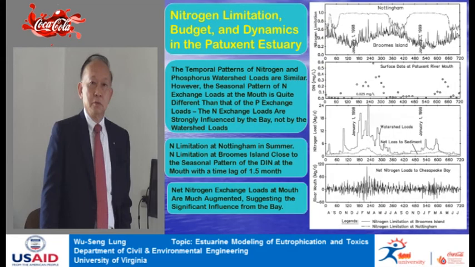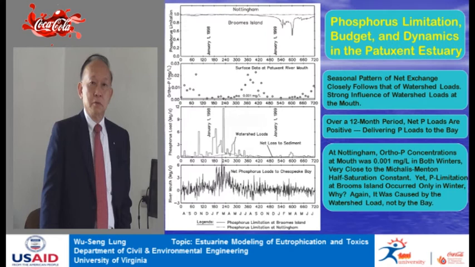Nitrogen, different. Nottingham is upstream. Why do we have low here? That's summertime. Brooks Island, now look at these two. For one thing, you have to realize that this is metric tons per day. Look at the scale, 120. That's nitrogen. For phosphorus, 6. Okay? 20 to 1.